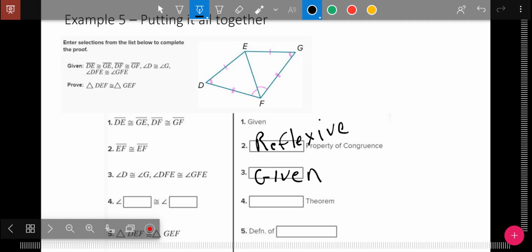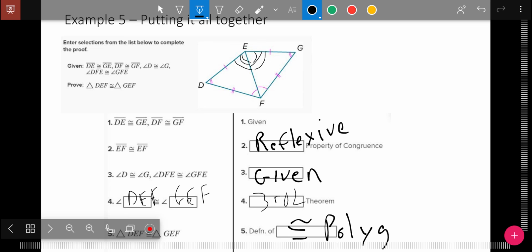I can't name them both E. So I'm going to go ahead and mark them here. I got this angle right here and this angle on the other side. And so I want to name the one DEF and the other GEF. And that is, again, third angles theorem. And then, again, I can say down here, definition of congruent polygons. If you said congruent triangles, that would be fine.